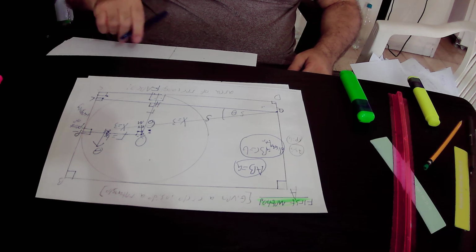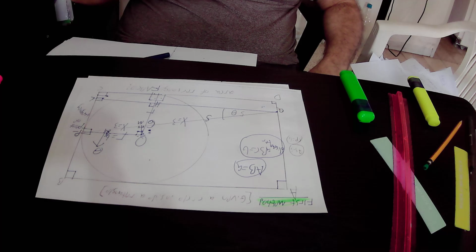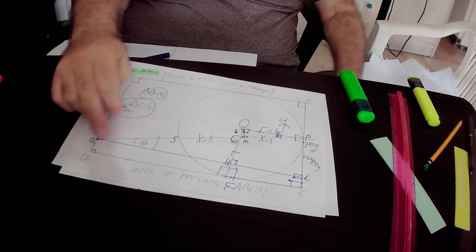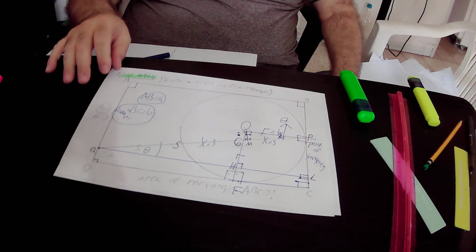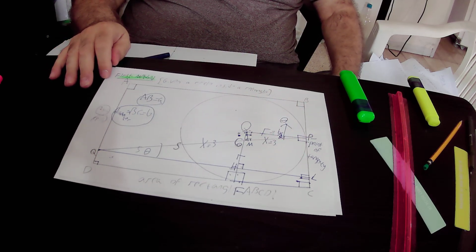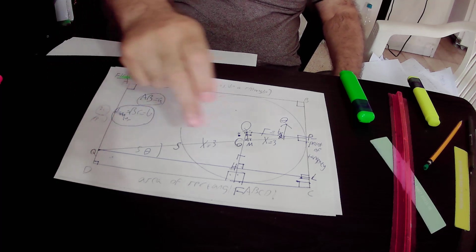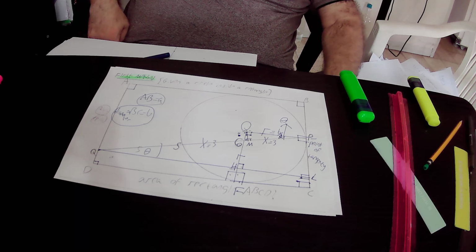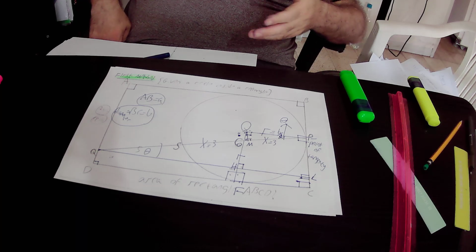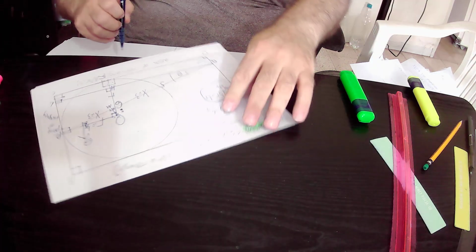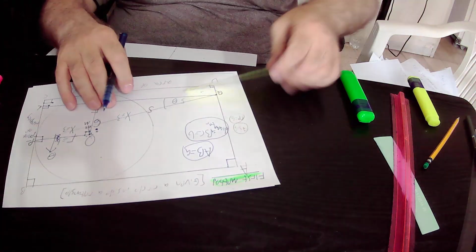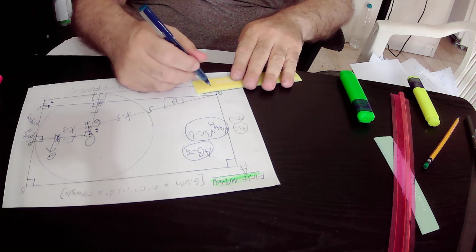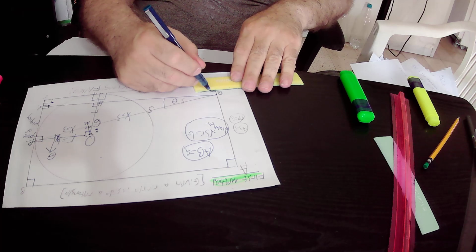In the next step, we'll focus on quadrilateral QLDC. Inside quadrilateral QLDC, we have 1, 2, 3 right angles. And therefore, the fourth angle must also be equal to 90 degrees in order to complete the sum of the angles in quadrilateral QLDC to 360 degrees. This angle must be equal to 90 degrees.